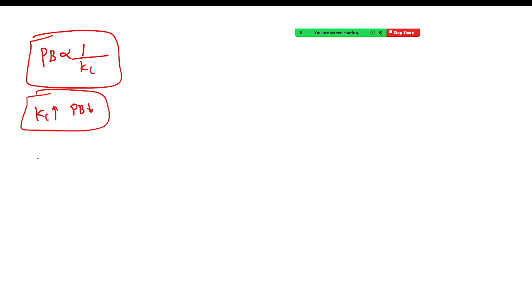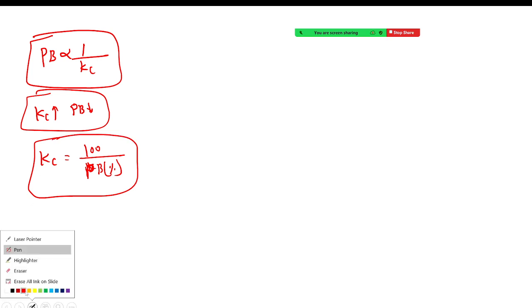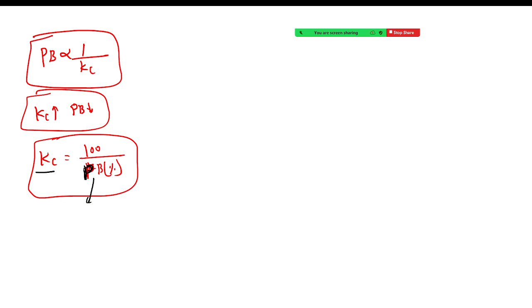So the formula for Kc in terms of proportional band is 100 upon proportional band, and this proportional band will be in percentage. So this is the formula that relates proportional band and Kc. So if proportional band is given, you can calculate Kc, or if Kc is given, then you can calculate the proportional band of that particular process. Right? Any doubt?